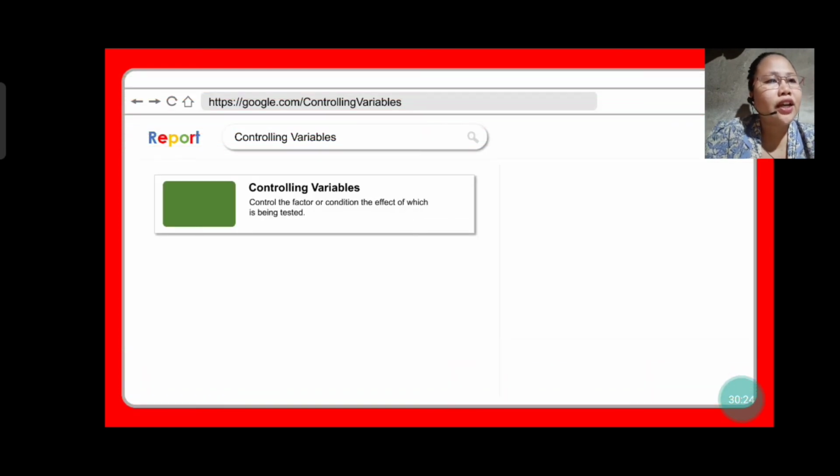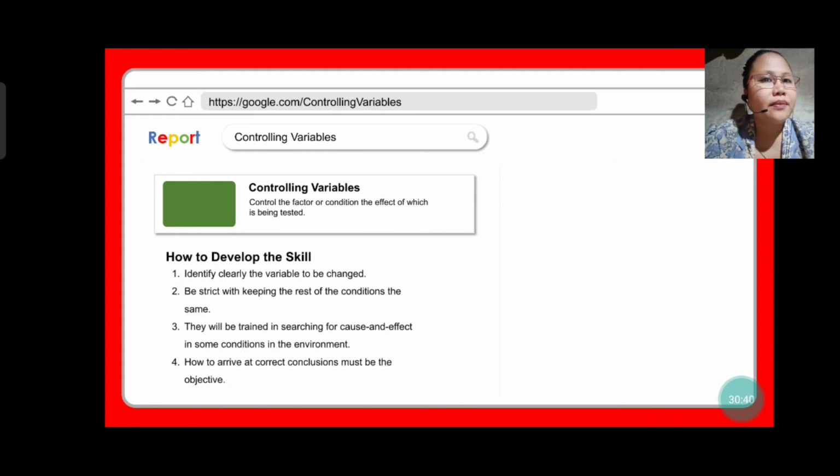So, let's proceed to another integrated science process, which is controlling the variables. Controlling variables means controlling the factor or condition, the effect of which is being tested. So, how to develop the skill of controlling the variables? First is to identify clearly the variable to be changed. Yes, identify exactly which variable you will change.